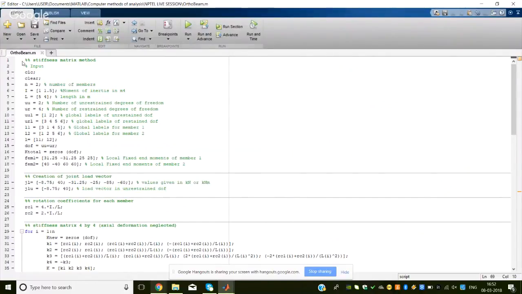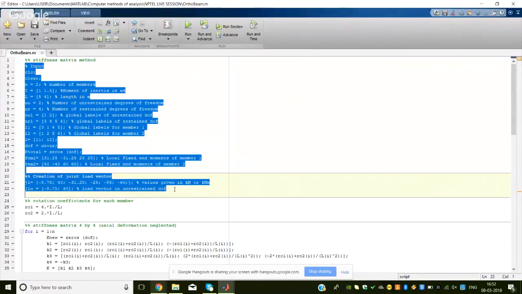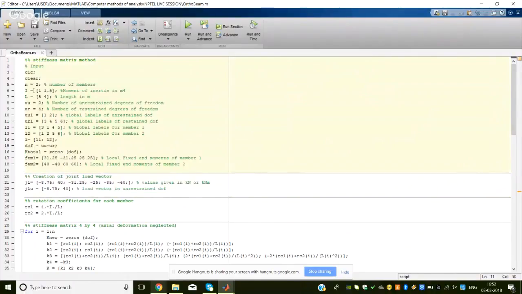This is the program for the stiffness matrix method for solving a two-span beam problem. So here we have the inputs. These are the inputs required for running the program. First comes the number of members. So the problem solved now has 2 members. So we have given 2 here.